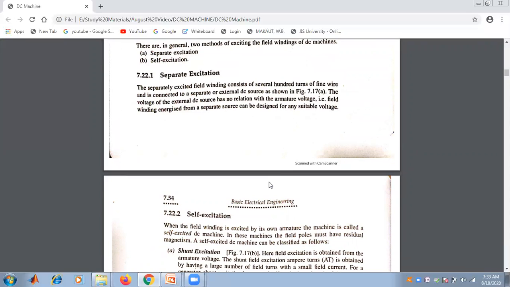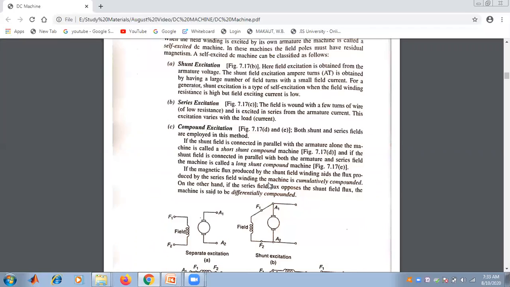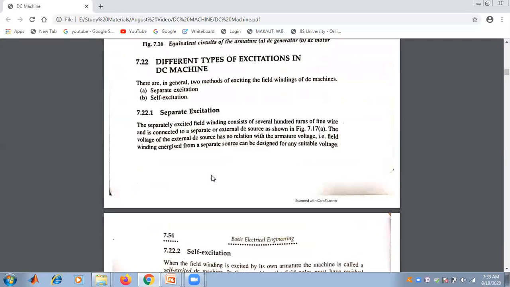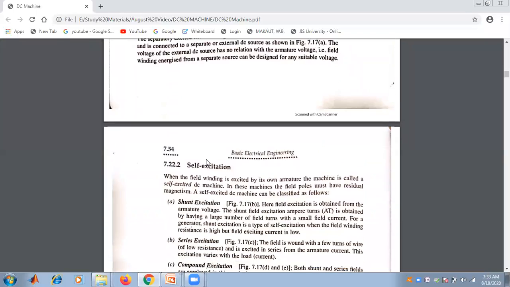A separately excited field winding consists of several hundred strands of fine wire and is connected to a separate or external DC source, as shown in figure A, which is called separate excitation. The voltage of the external DC source has no relation with the armature voltage, so a field winding energized from a separate source can be designed for any suitable voltage.